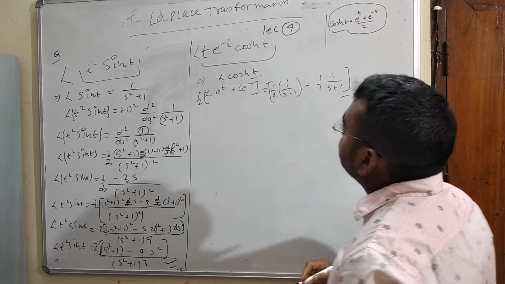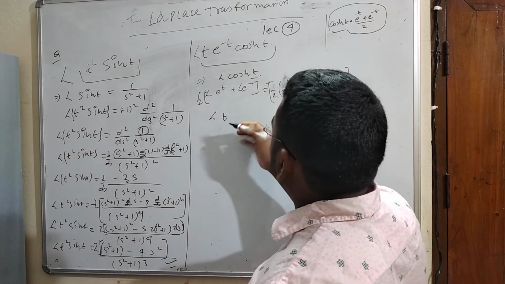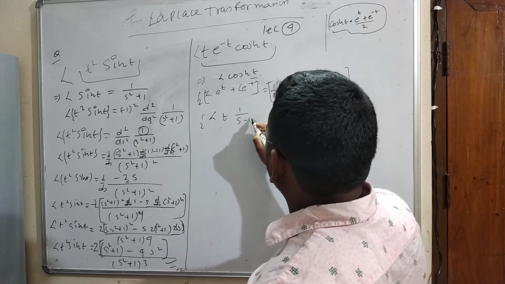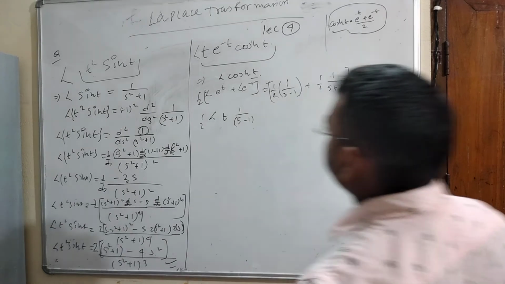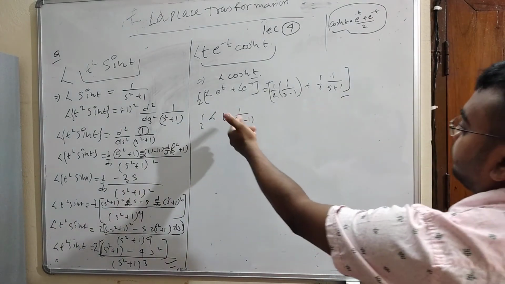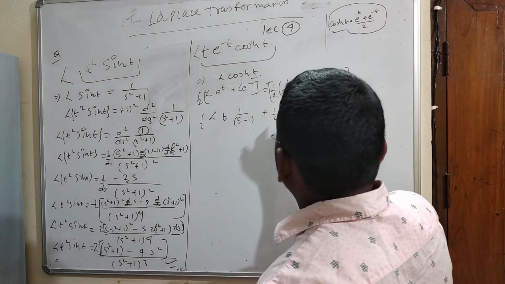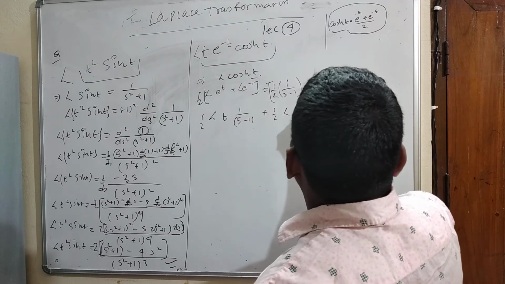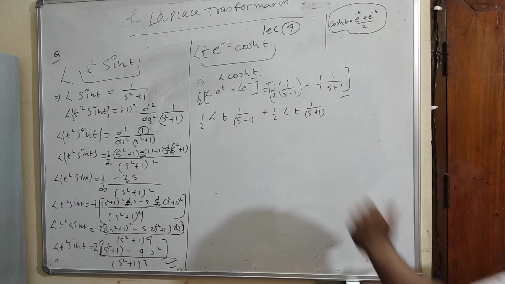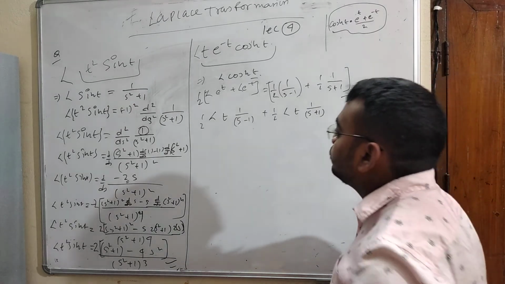So we now need to go through the Laplace of t times cos hyperbolic t. If we take half common, we have 1 upon s minus 1 plus half Laplace of 1 upon s plus 1, and then you have to multiply by t also, and by using the first shifting theorem. So see how you go through it.